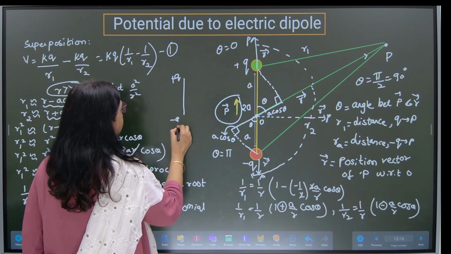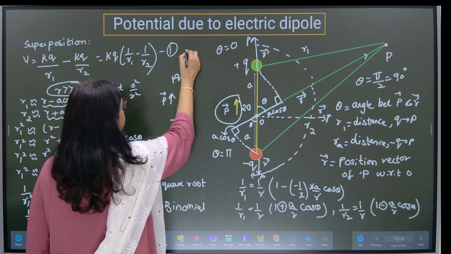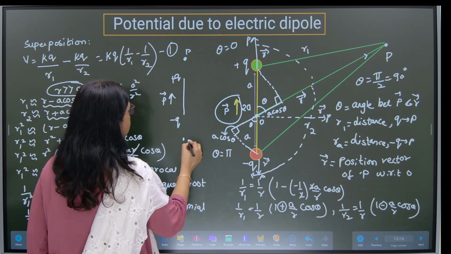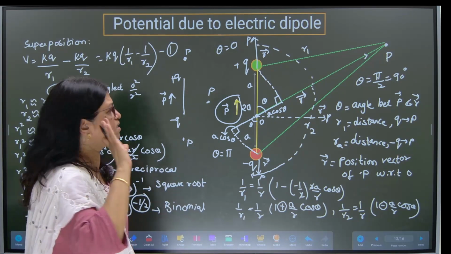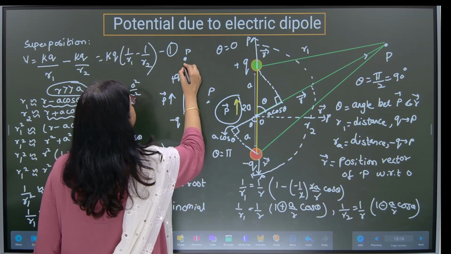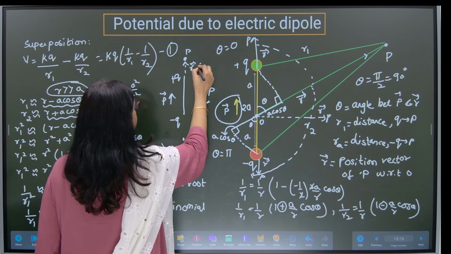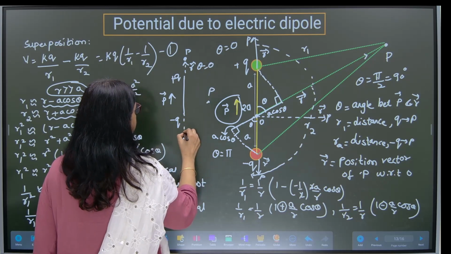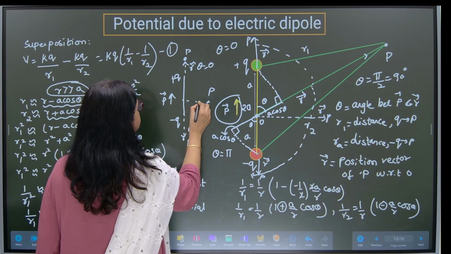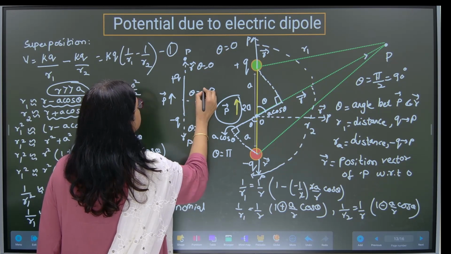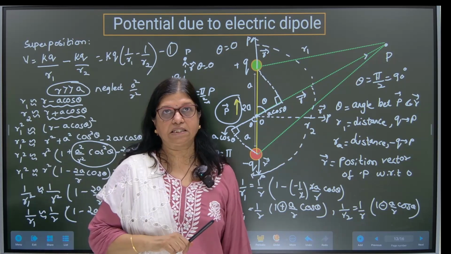This also can be a question where they can show you plus q, minus q, P is vertical and point P is here, here, or here. We can make our own questions. Physics is such a subject. Then in this case, theta is 0. In this case, theta is pi. In this case, theta is pi by 2.